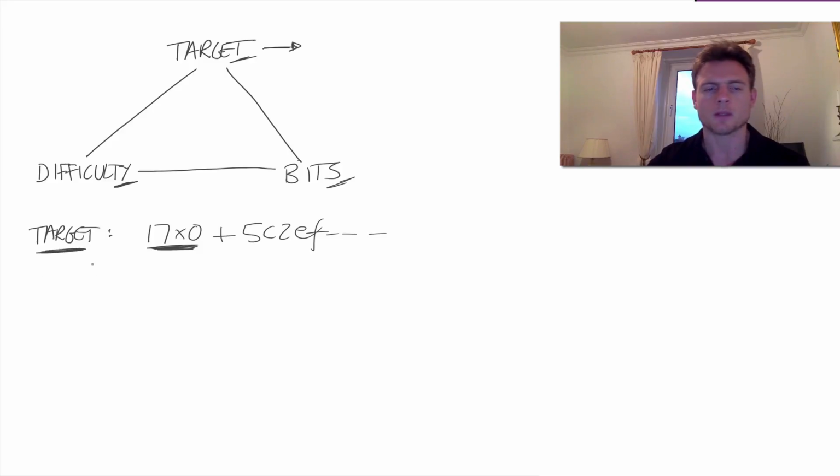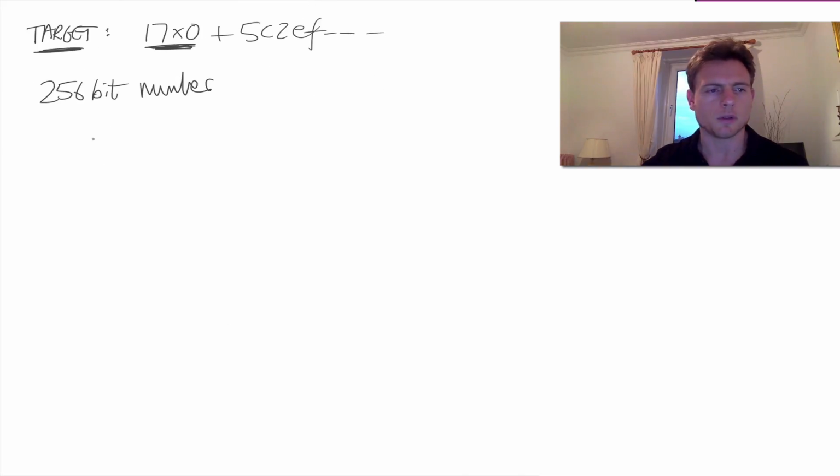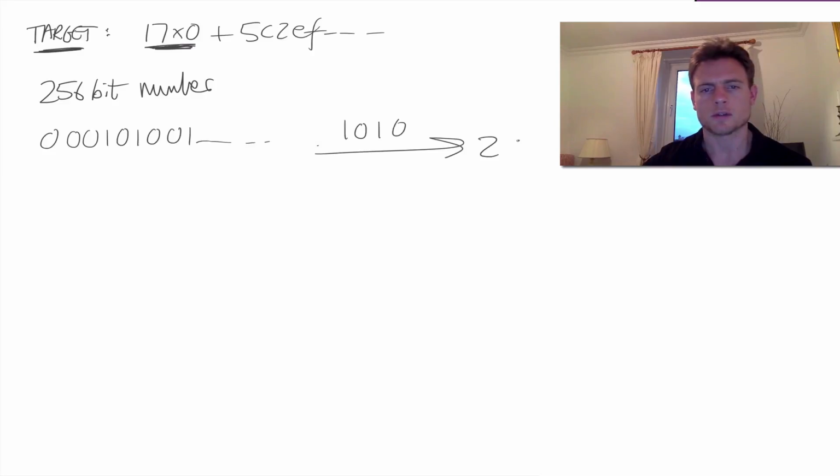what the target really is in terms of Bitcoin mining is quite simple. The target is a 256-bit number, a 256-bit binary number. Binary numbers, as we all know, are normally represented as zeros and ones. They don't have to be zeros and ones, but the whole point of binary is that it's a two-state numerical system. So we represent a 256-bit number as something like 00010010, all the way up to 256 of those digits, and that gives you your binary number.